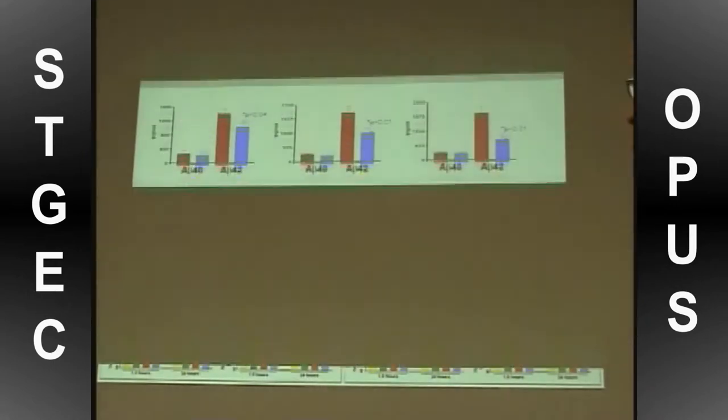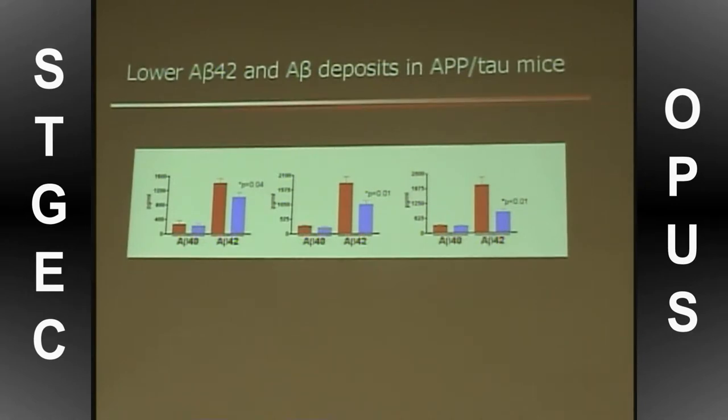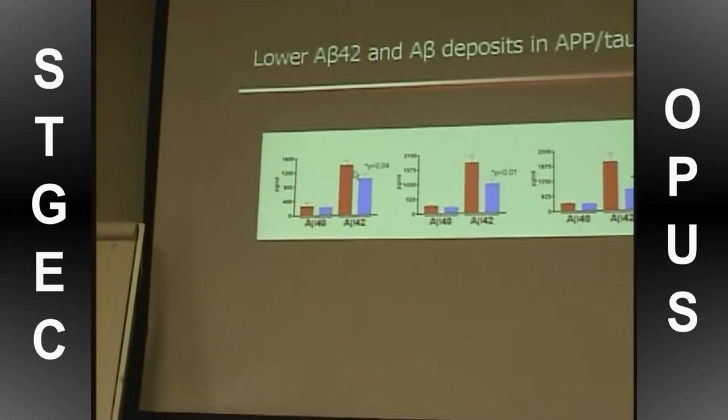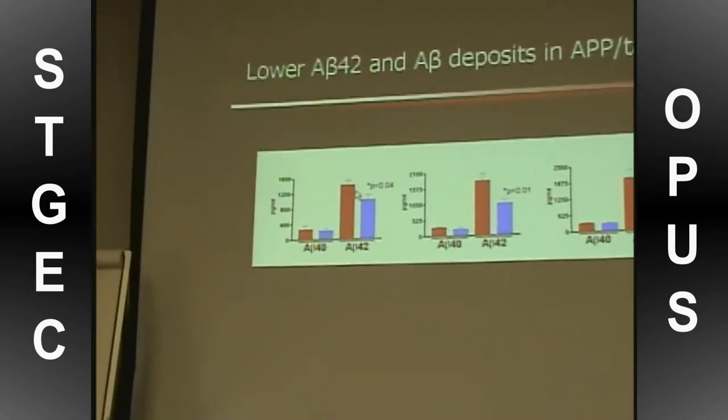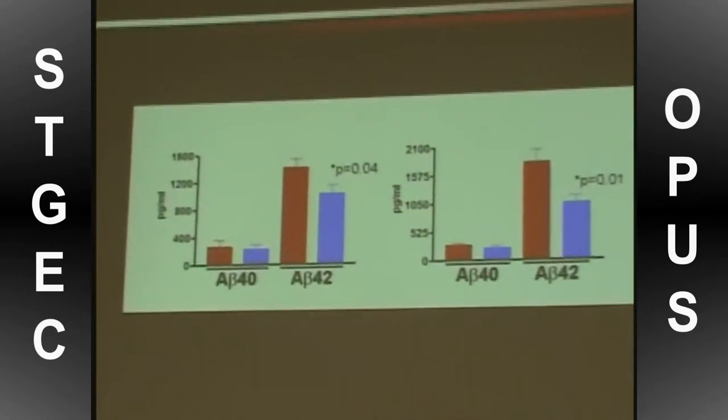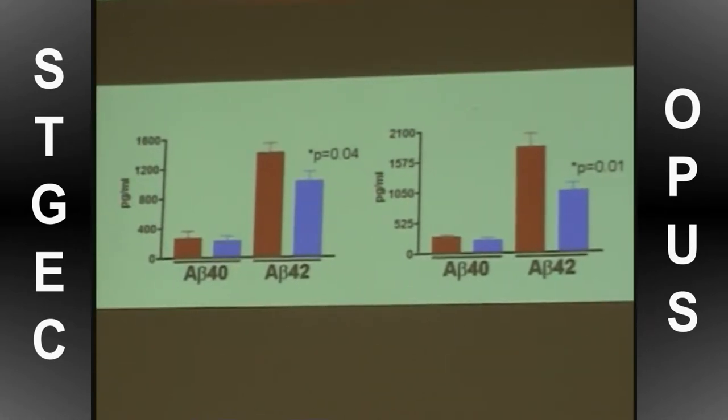Again, we look at the brain of these mice. As expected here, no surprises. This is an A-beta ELISA at 6, 12, and 18 months of age. In red, you have the triple transgenic. In blue, you have these APP tau mice.